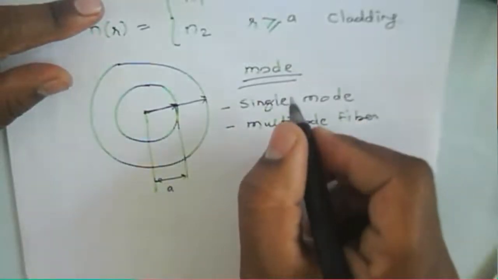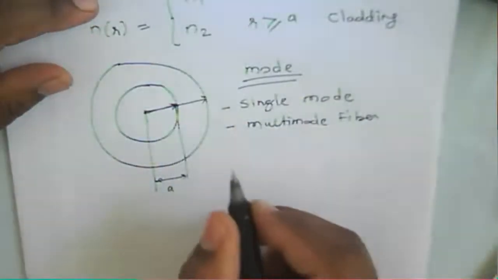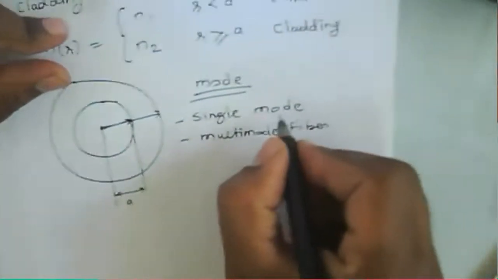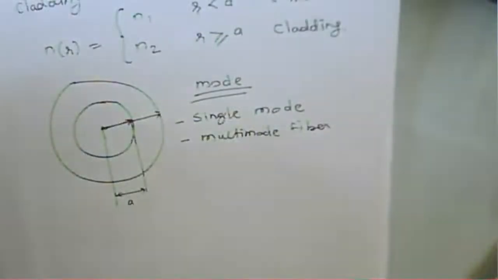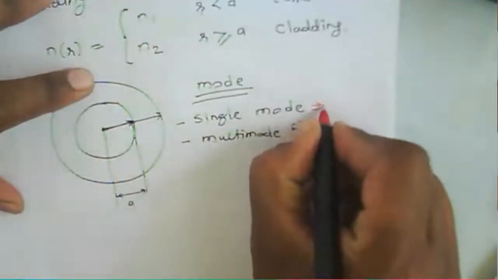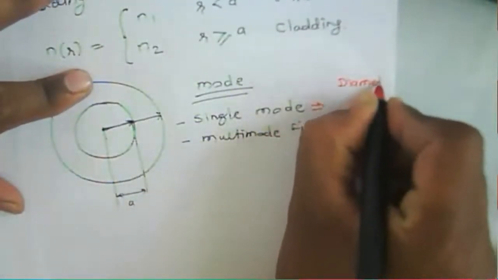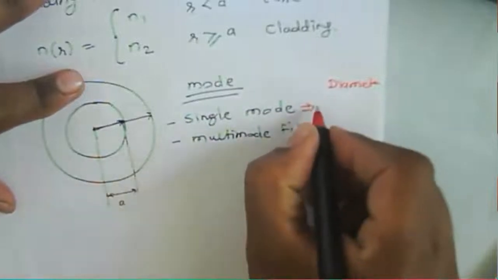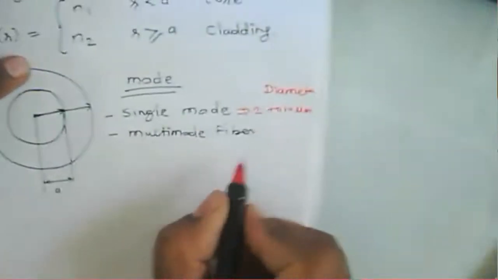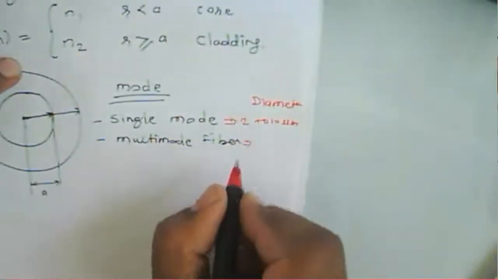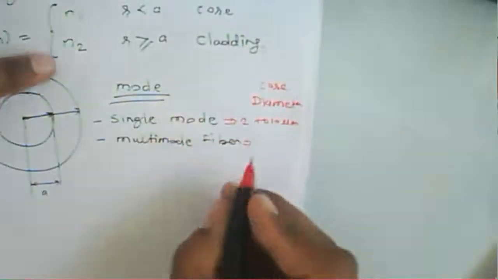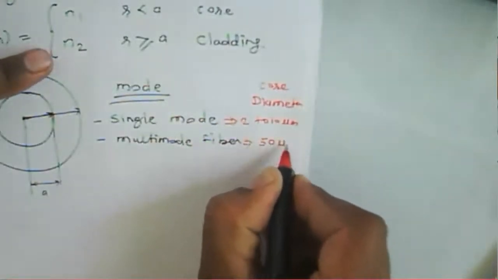Now, if you use the step index fiber for single mode purpose, the core diameter will be approximately 2 to 10 micrometer. But if you consider a multimode fiber, in that case the core diameter is about 50 micrometer.